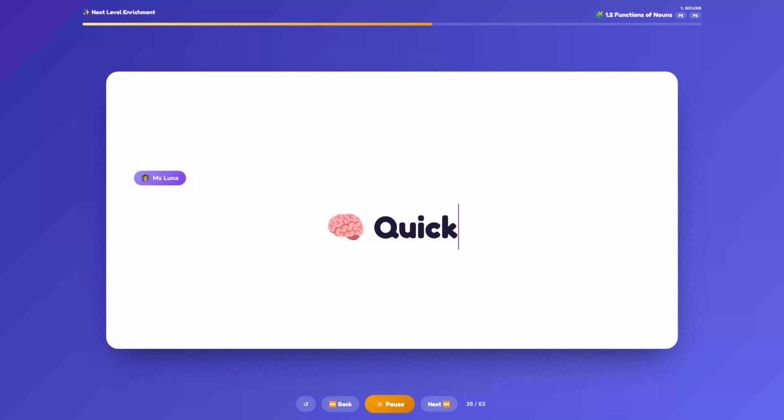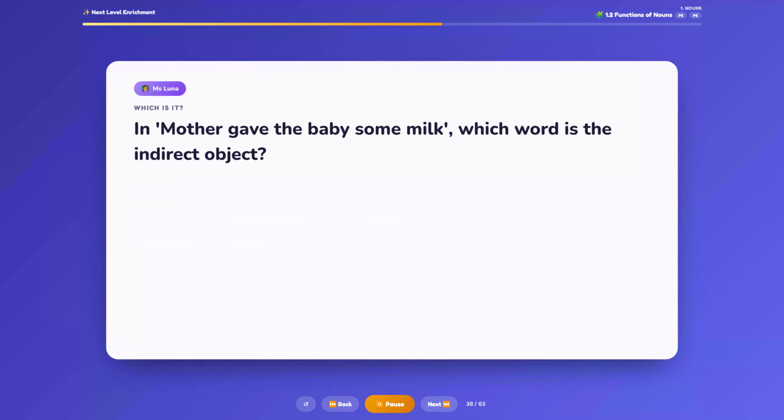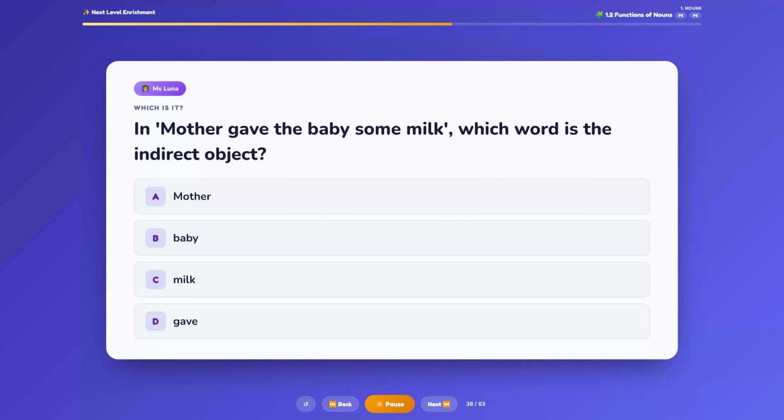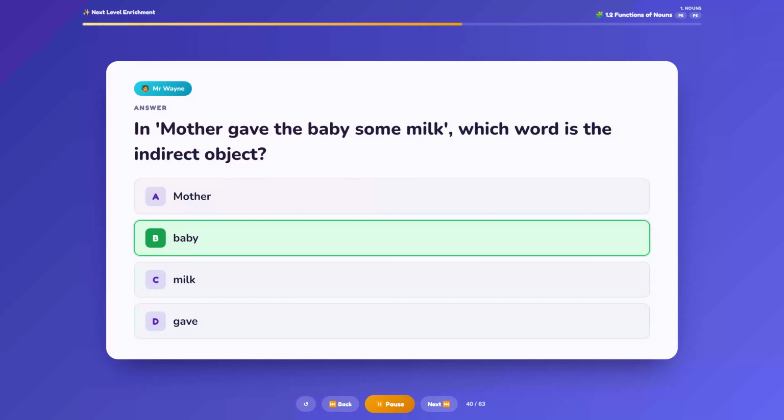Quick check 4. In mother gave the baby some milk, which word is the indirect object? Is it A, mother, B, baby, C, milk, D, gave? The answer is baby. Baby is the receiver who gets the milk, so baby is the indirect object. Milk is the direct object.